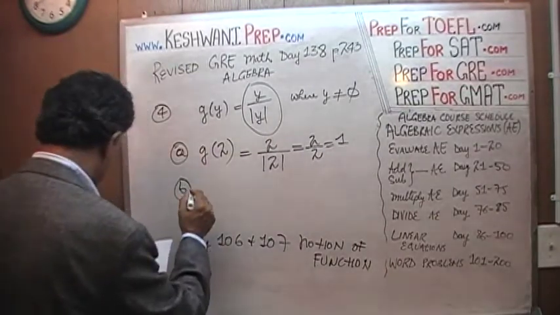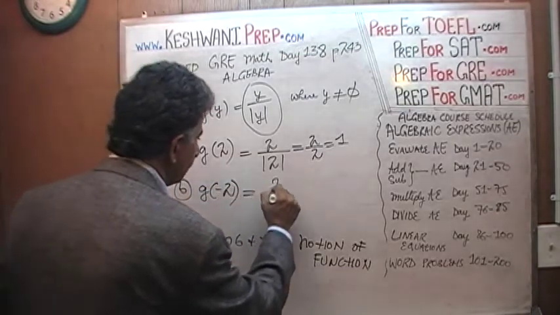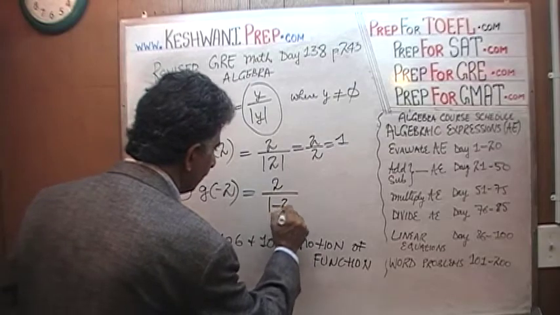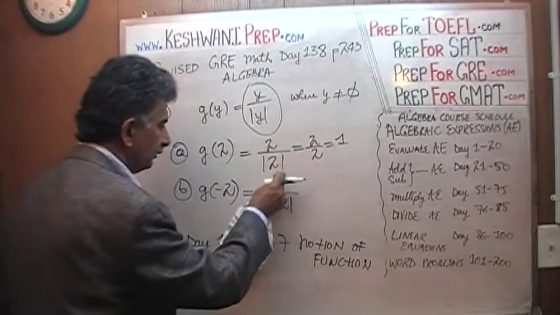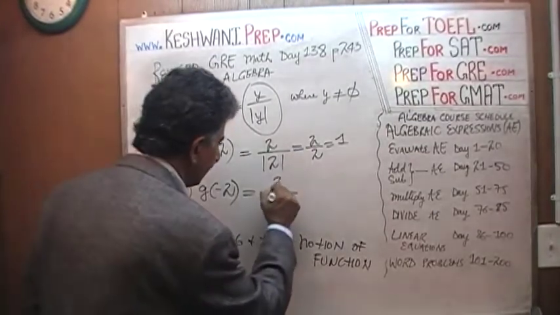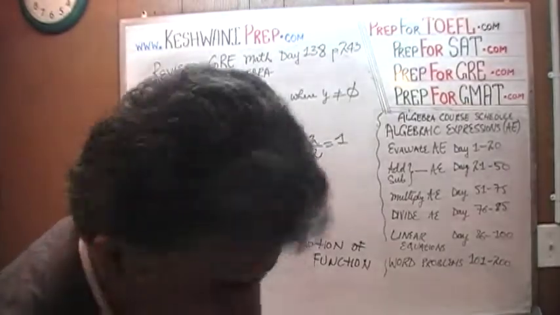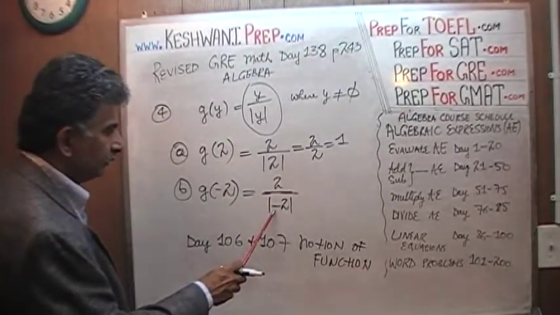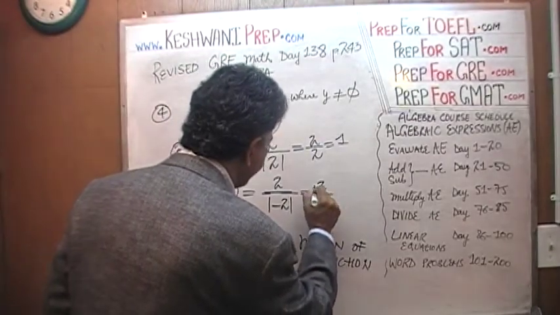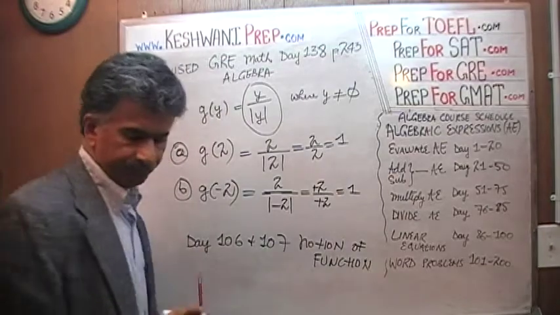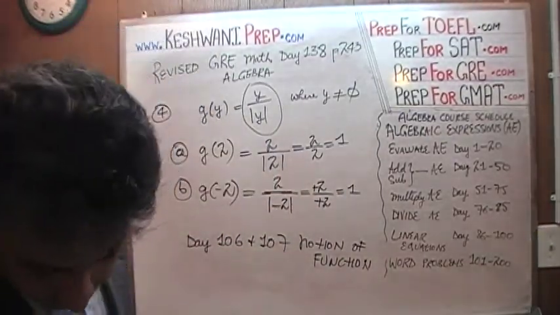G of negative 2. Well, g of negative 2 is simply 2 over absolute value of negative 2. This board is slippery sometimes. So absolute value of negative 2 is positive 2. Positive 2 divided by positive 2 is 1. So this also turns out to be 1. Something has gone wrong, hasn't it?